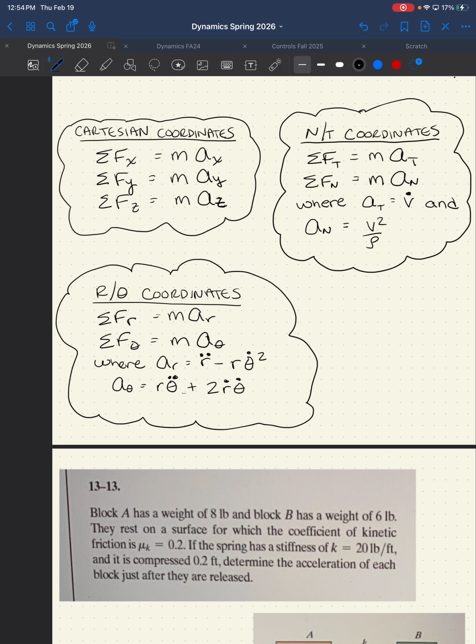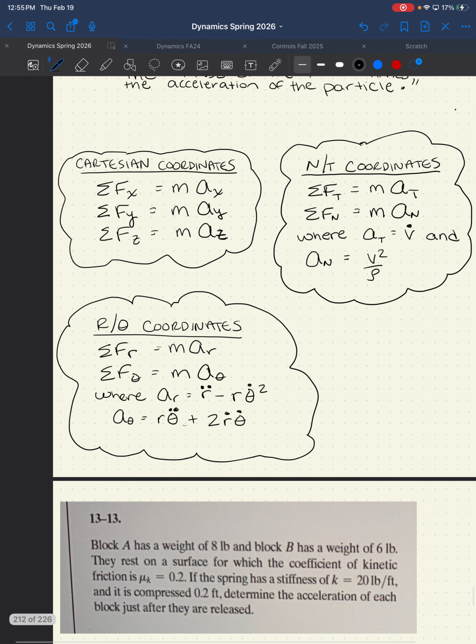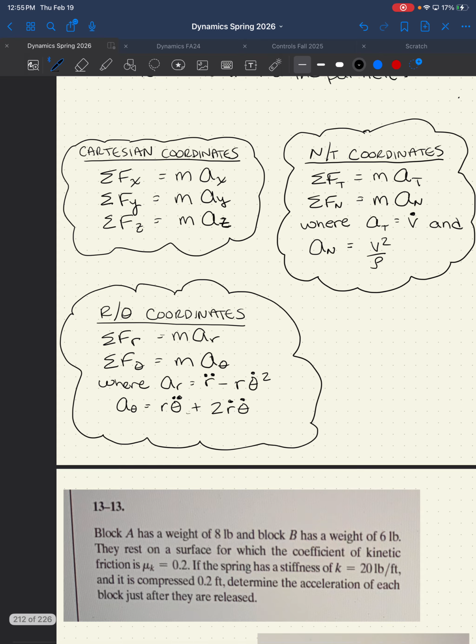However, in the second problem that we do, we're going to find sometimes we will come across problems where all of the forces align really well with one coordinate system, but our accelerations are more easily described in another coordinate system. What do you think we have to do to leverage both of those aspects?